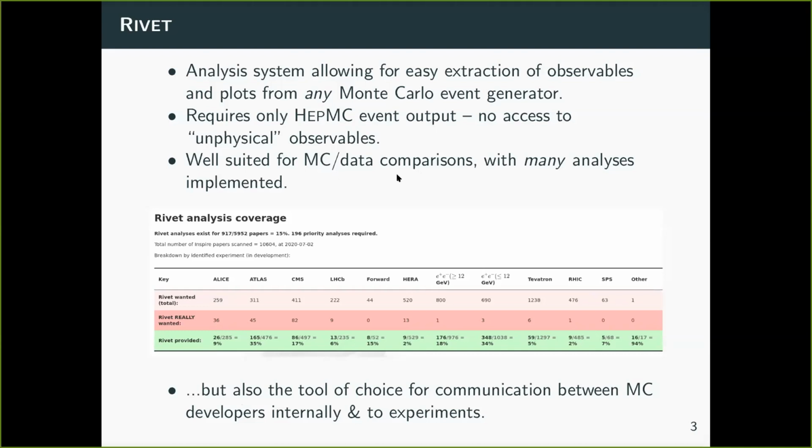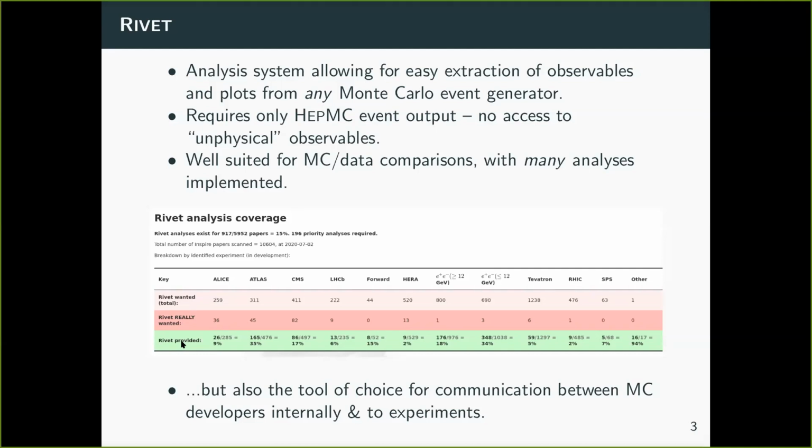What sets Rivet apart from the rest is that Rivet is very well suited for Monte Carlo versus data comparisons. And since it is very well suited for this, there are already many analyses implemented into Rivet. So these are data analyses done by several experiments. There's a breakdown chart down here from different experiments, showing the analyses we want and the analyses we already have in green.